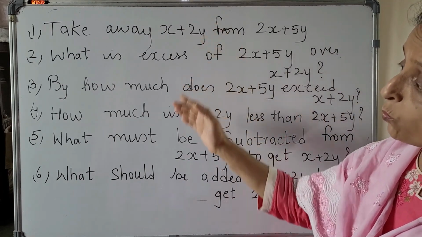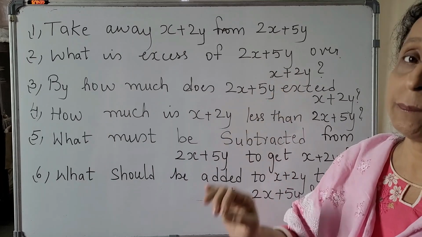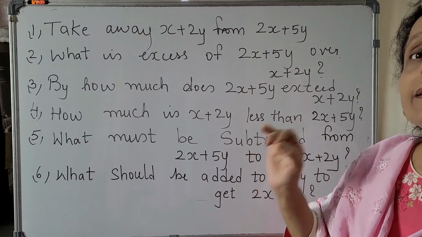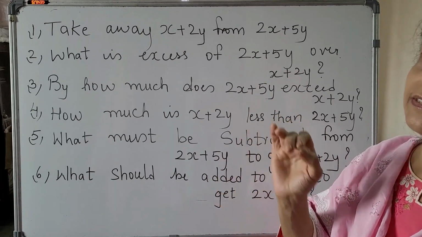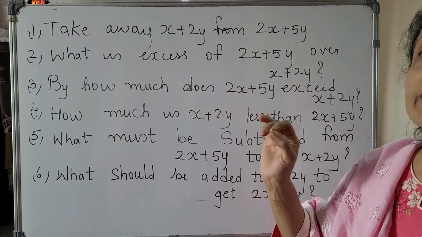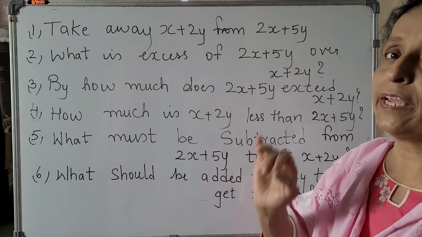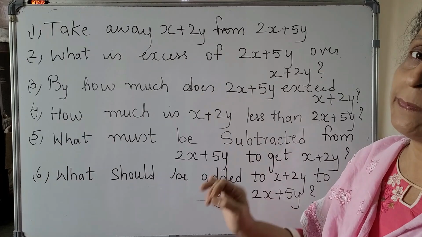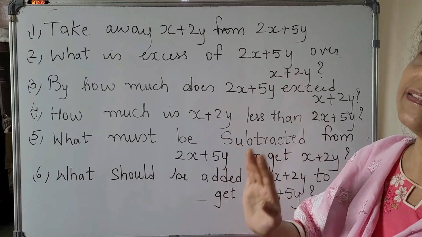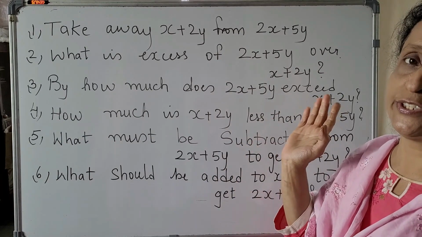So with these wordings, you have to subtract. You have to look at the numbers carefully, decide which is the bigger number and which is the smaller number, and when you subtract, open the bracket, the sign inside will change.